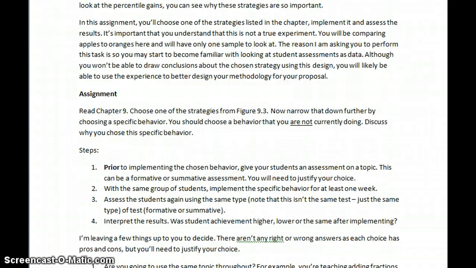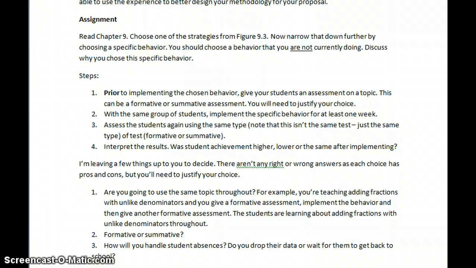I'm going to scroll down here. If we look at the assignment, when you're reading through the chapter, I want you to pick something that you're not doing right now, or you're not doing with a certain group of kids. And before you implement that chosen strategy, give your students an assignment or assessment on something. It doesn't matter what it is. It can be a summative assessment on Chapter 10. That's fine. But pick something that you're going to assess them on. And remember, you're going to use the same group of students to implement the intervention and then assess them afterwards.